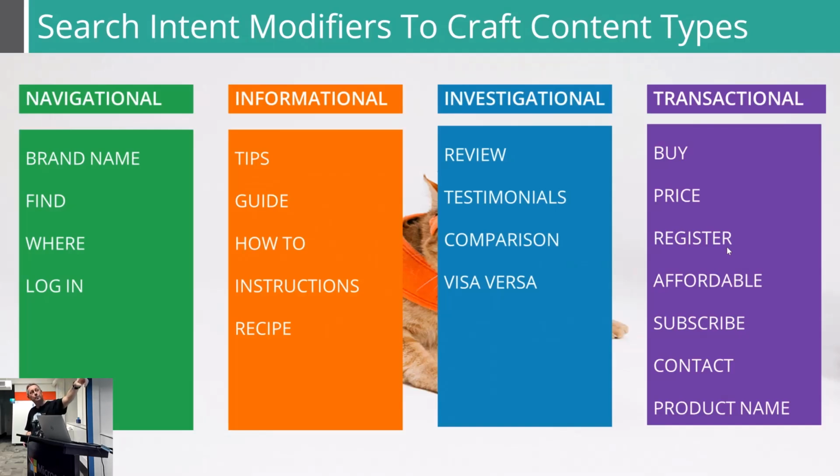The top of the funnel is generally things like tips, guides, how-tos, and instructions. These are people who aren't really aware of what their problems are, and they're looking for information about something they've found out about or somewhere they want to go. Once they've got an idea that there's something they want to achieve or fix, that's when they go into investigational mode.